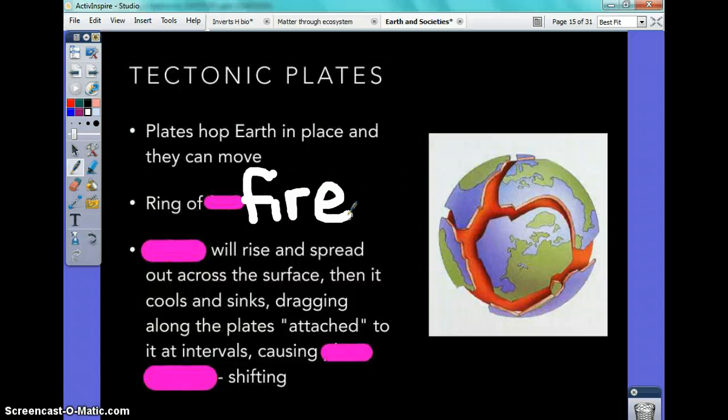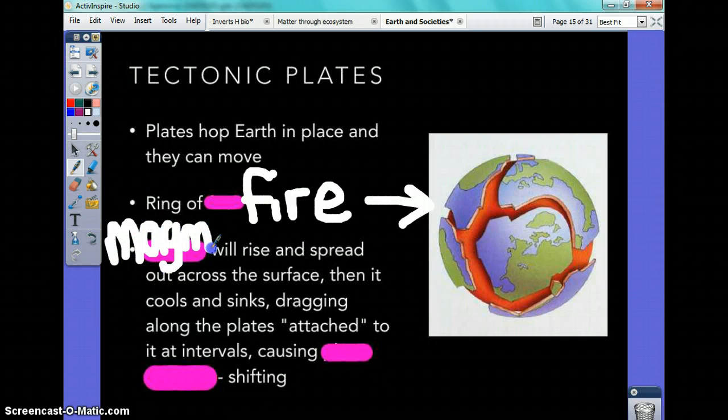Okay. So, for a plate movement, what rises and spreads out across the surface? Magma, yeah. And then it cools and sinks, and it draws plates attached to it at intervals. And what does that cause? Another word for shifting is plate tectonics, yeah.